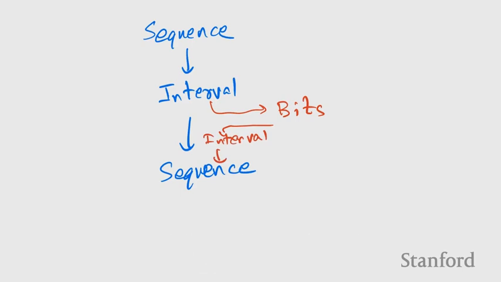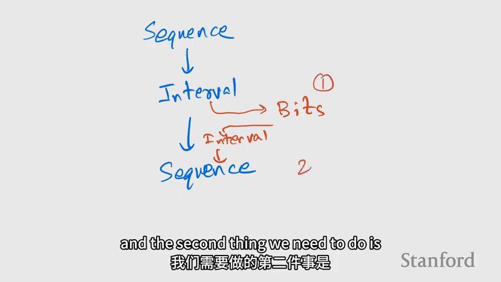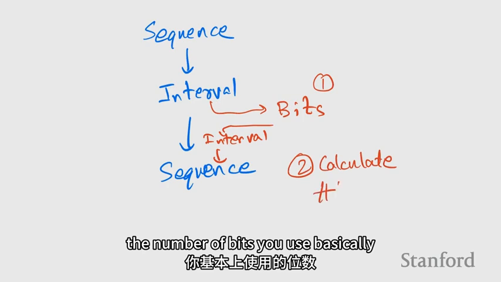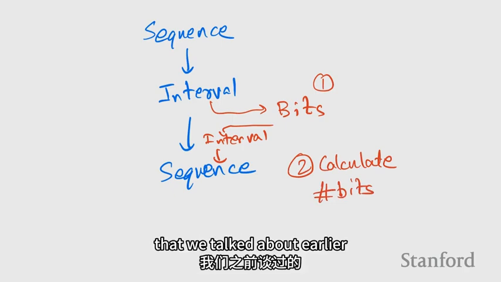Did you have a question? Okay. So this is one thing we need to do. And the second thing we need to do is calculate the number of bits you use, basically. The proof of the 2 by n thing that we talked about earlier.